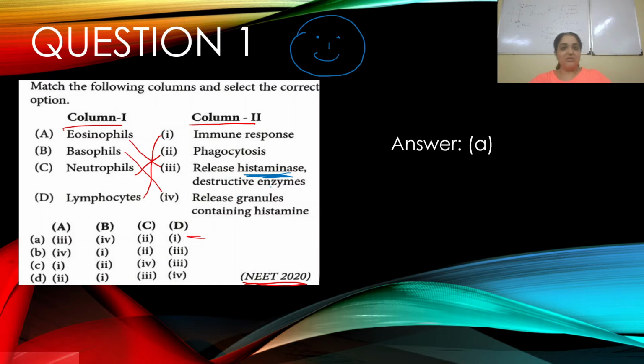So if you were smart enough, you would have used the rule of elimination. That means you would have eliminated all the options that were not fitting in. If you knew your theory very well, you would have known basophils release histamine, not histaminase or anything like that. Also, destructive enzyme was a giveaway for eosinophils. Those release hydrolytic enzymes and they are useful against parasitic infections.